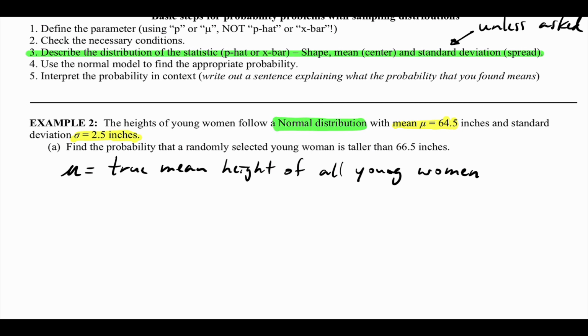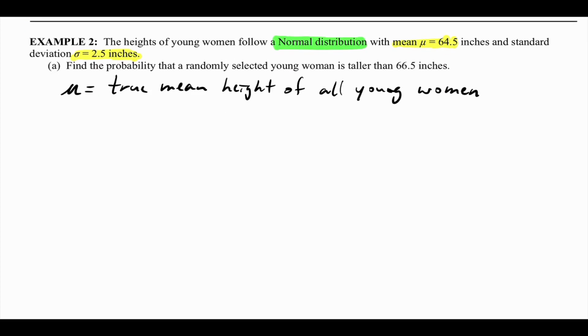There is no sample size. I'm just randomly plucking one young woman out of all of them. This doesn't involve a sample. This involves straight from the population. So I don't have to do these conditions for this question. It's not necessary. I wouldn't even be able to do it, because when it talks about sample size, what number would I use? So we don't have to use conditions or assumptions for this problem.